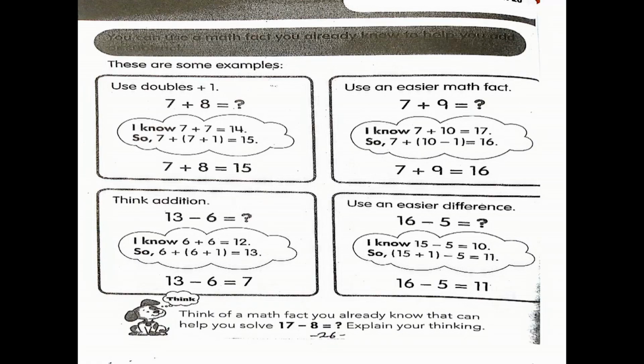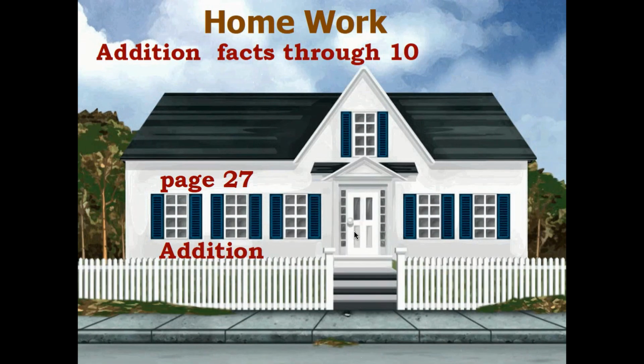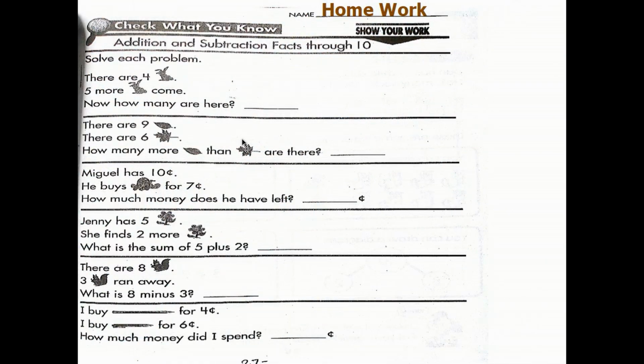Now the next one is your homework. Go to page 27. On page 27 there are addition problems. That is addition facts, and rule 10 is a word problem. First read it and then answer. Say for example, there are 4 rabbits, 5 more rabbits come. Now how many are here? The total number of rabbits. You are asked to write the total of rabbits.